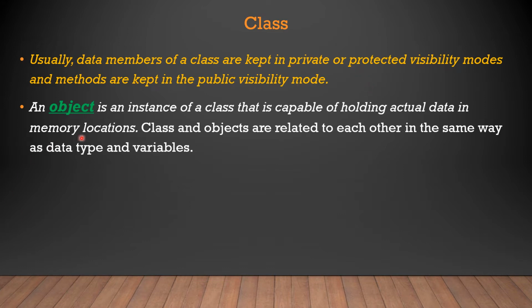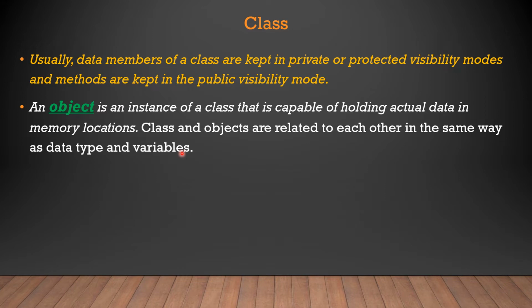An object is an instance of a class that is capable of holding actual data in memory locations. Class and objects are related to each other in the same way as data type and variables. So we were talking about class and object. We have talked about class, that it is used for data encapsulation. Now let us discuss object.